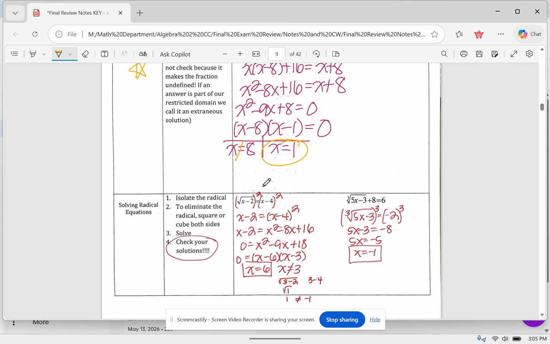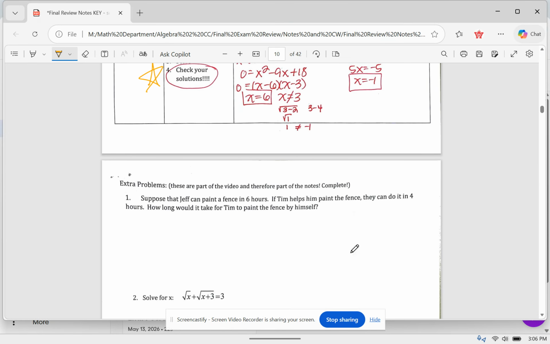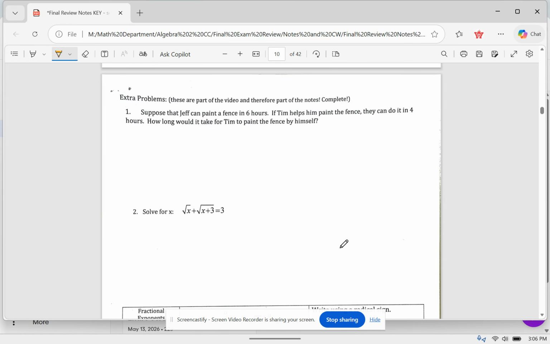All right, next section here is radical equations. Where to isolate the radical, we want to square both sides to get rid of it. And again, make sure you always check. I'm going to put another little star here because sometimes things will reject. And then we're going to move on to this page where I just have some extra problems for you guys.